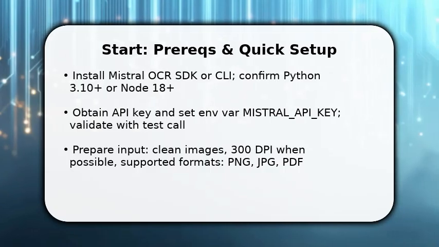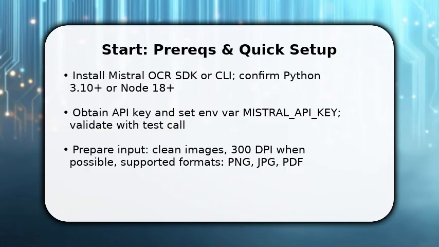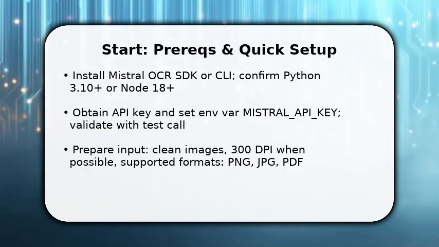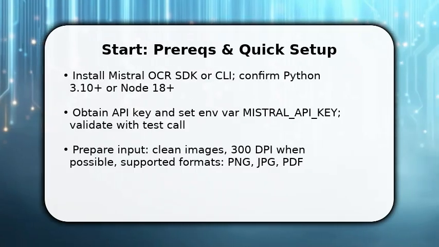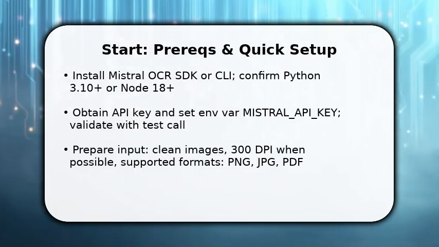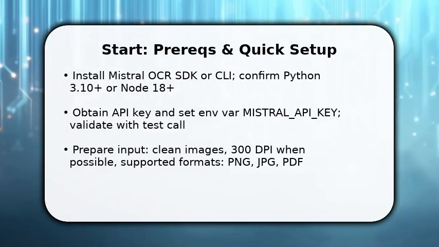Enjoy the video. You begin by validating prerequisites so you avoid errors later. Install the Mistral OCR SDK, or CLI, and ensure Python 3.10 plus or Node 18 plus is active. Next, fetch your API key and export it as MISTRAL_API_KEY so commands authenticate automatically.